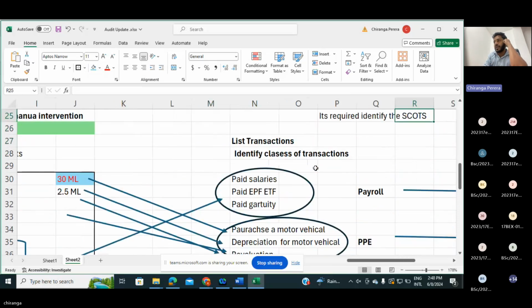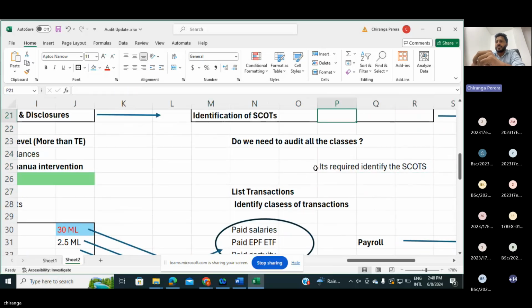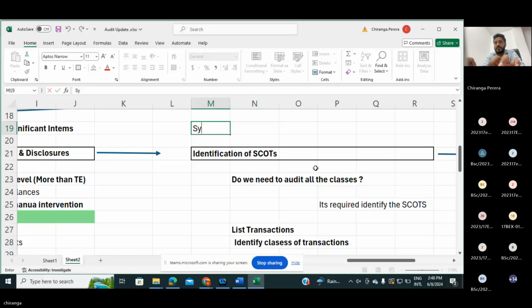Some of the terminologies are there. It may be systems, systems, right? Processes.